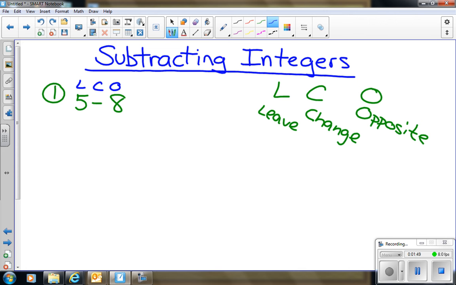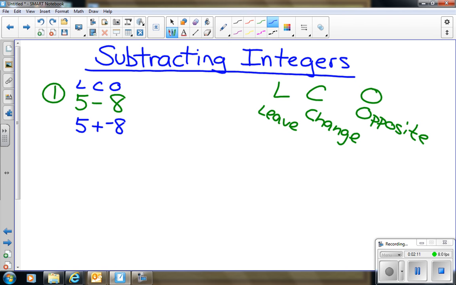Now leave means we're going to leave this 5 just the way it is. So I'm going to bring it down as a 5. The subtraction sign we're going to change. We're going to change it to addition. And the 8 we're going to do the opposite of. So the opposite of a positive 8 is a negative 8. So it's going to be 5 plus negative 8.